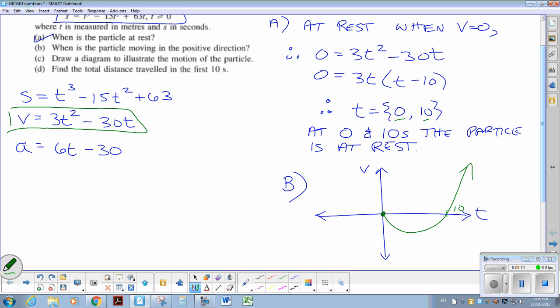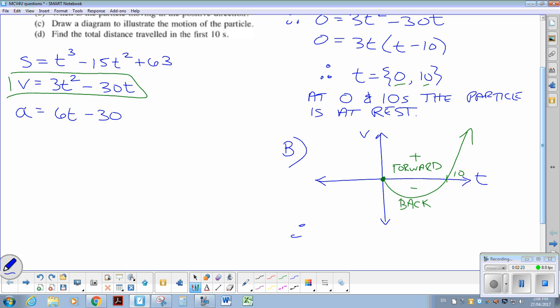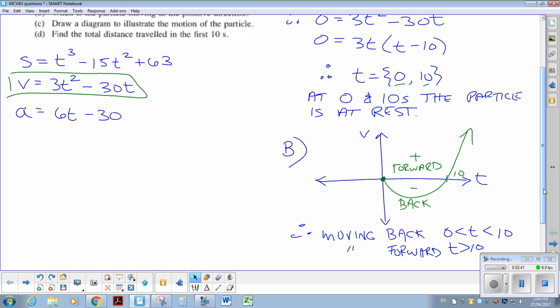So the parabola is going to look like this. Whenever we have positive y values, we're moving forward. Whenever we have negative y values, we're going backwards. So therefore, moving back between 0 and 10, moving forward when t is greater than 10. So we can just do that from the sketch.